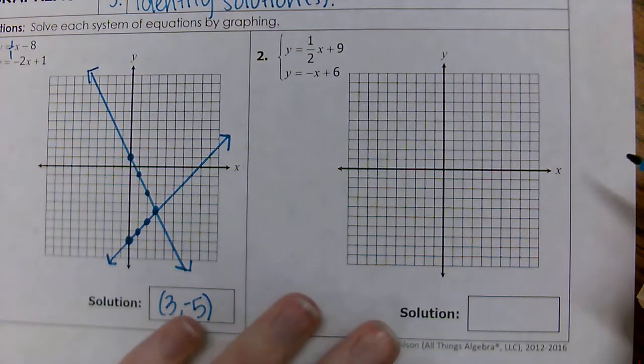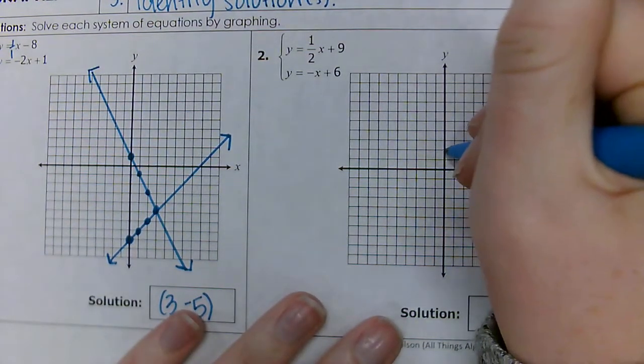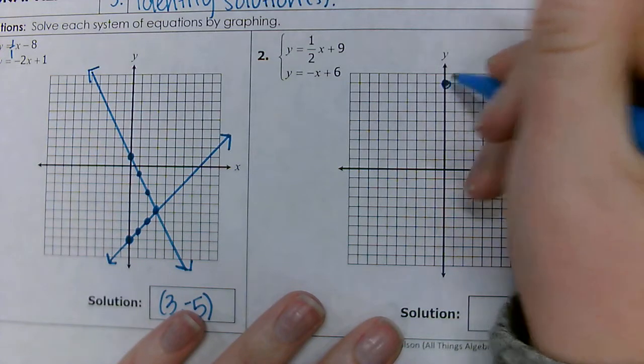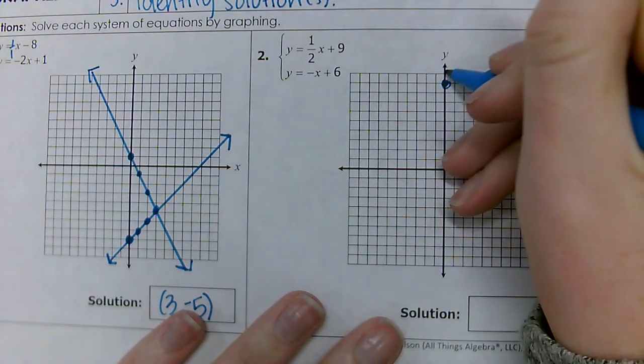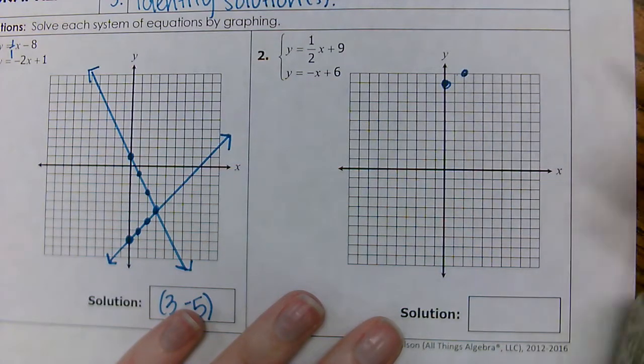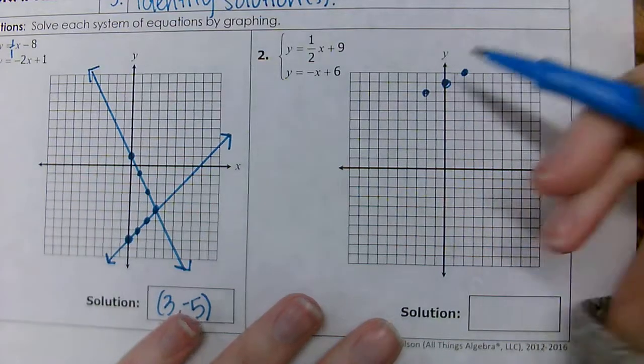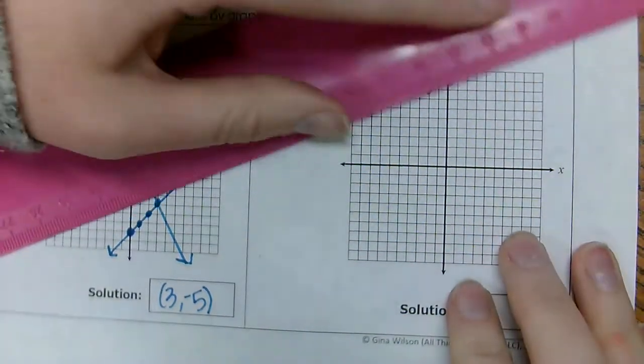Okay, so checking our work, we're going to start at 9. 1, 2, 3, 4, 5, 6, 7, 8, 9. And my slope is 1/2, up 1 over 2. Well, I can't keep going up, so I'm going to do the opposite. Down 1, left 2. And make my line.